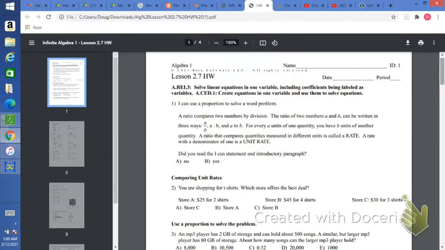So the first problem for your homework is yes or no, did you read the I can statement and introductory paragraph? So please be careful and bubble in your correct answer.